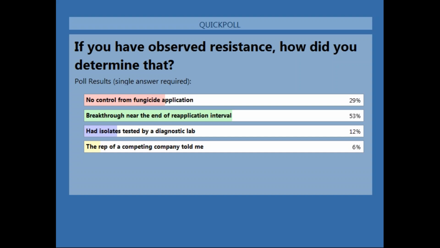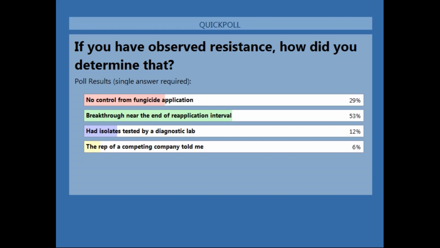I'm glad to see that several people have had their isolates tested by a diagnostic lab. There are not many diagnostic labs that exist that can test for fungicide resistance. I know Dr. Jung at Massachusetts will test for resistance. We used to at Wisconsin, but it was just a pain to keep the reference isolates going, so we stopped that probably 7, 8 years ago.